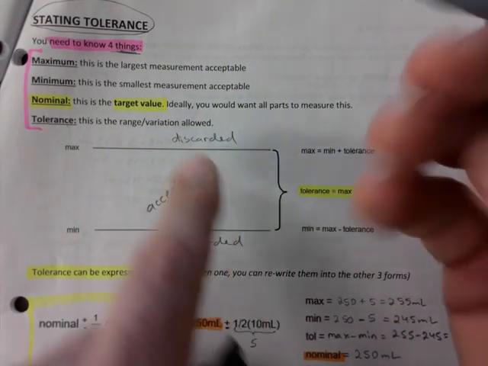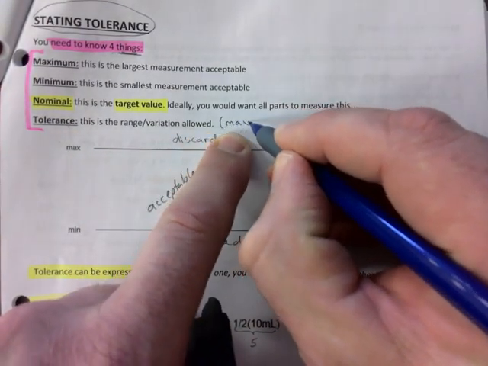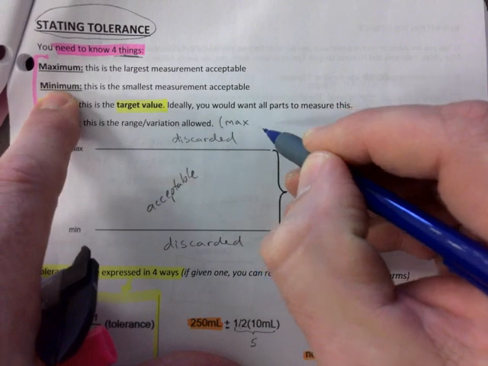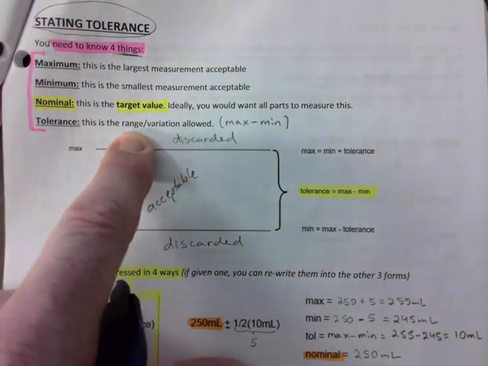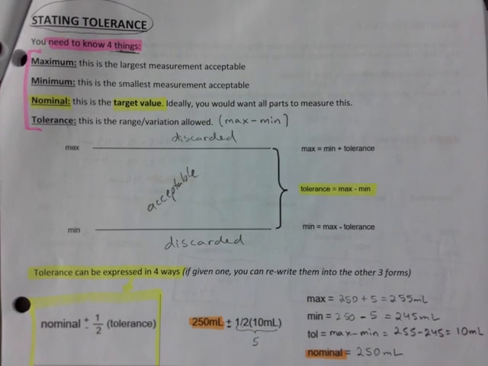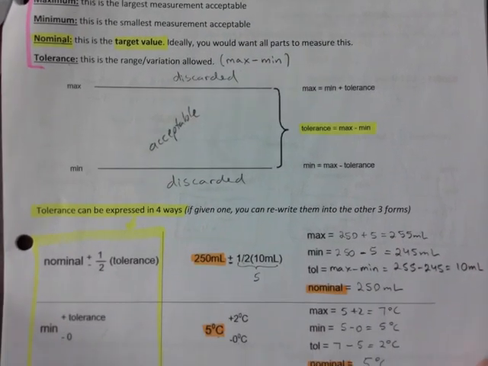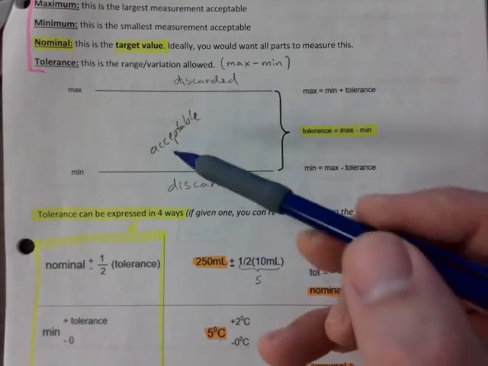I have it here. But if you want to know tolerance mathematically, it is taking the maximum and subtracting the minimum from it. That is the range or the variation. So if you want to add that, if you haven't done anything, just add what you see. Okay, so think of it this way.